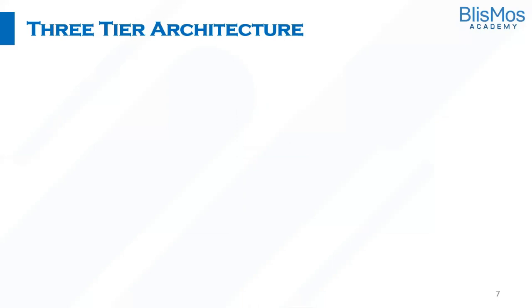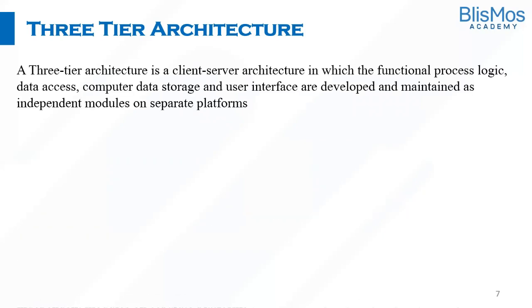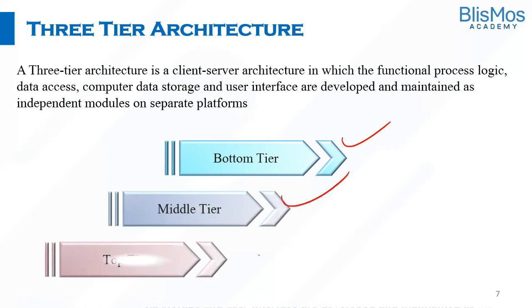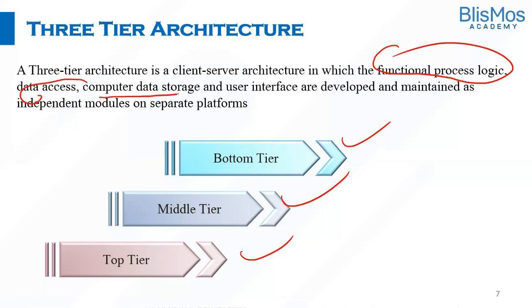So we have three-tier architecture where this whole process of getting the data, cleansing the data, storing the data in data warehouse, and then presenting the data to end users is divided into three tiers. One is bottom tier, the second one is middle tier, the third one is top tier. So in the three-tier architecture, functional process logic, data access, computer data storage, and user interface are developed and maintained as three different platforms.